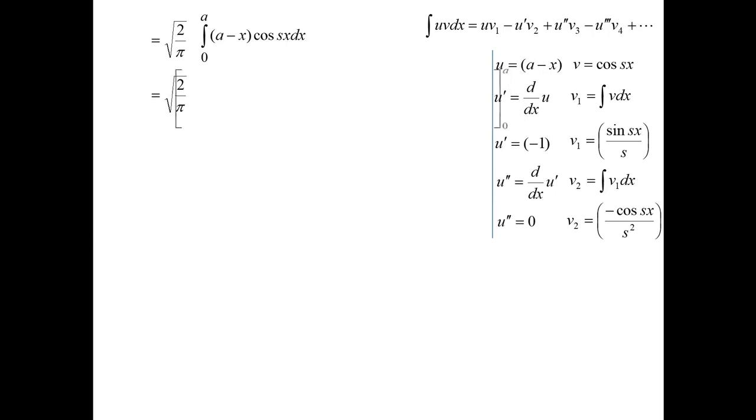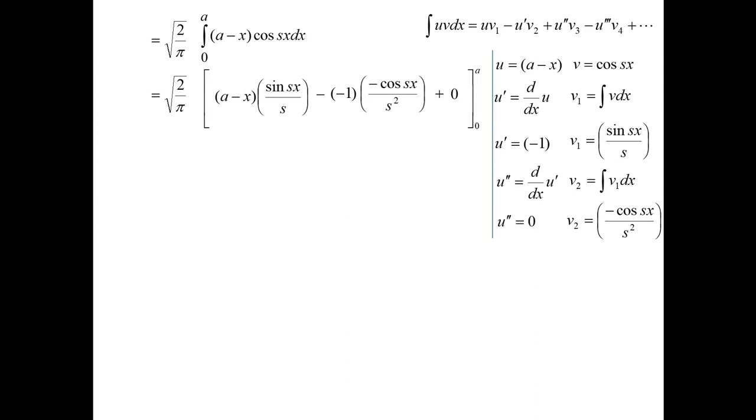Now we substitute those values in the Bernoulli's formula. So the first term is u. So substitute u value here, a minus x. Then the second value is v1. Your v1 is sin sx by s. Substitute here. And in the formula, there is a minus, and u dash value is minus 1, and v2 is minus cos sx by s square. Plus is in the formula, and u double dash is 0. So after this, every term becomes 0. So we stop the process.